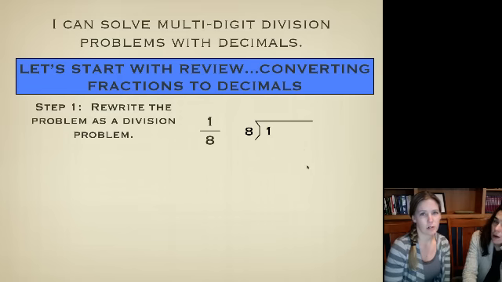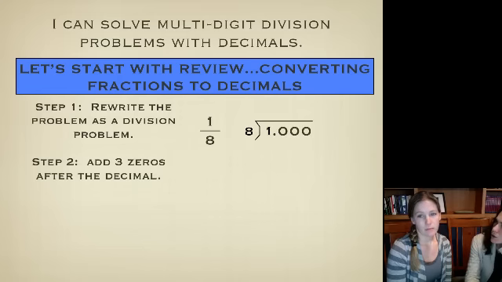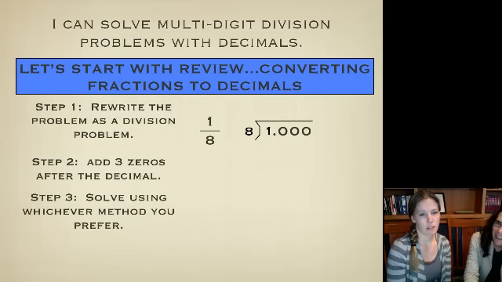Remember the numerator goes on the inside of the division? I don't know if you remember that little trick, the n and the n, if that helps you remember. Now step number 2 is add 3 zeros after the decimal. You might be wondering, where is the decimal? Of course, it's after a whole number. So there is our decimal, and just tack on 3 zeros. Hopefully, you're not too scared yet. This should look really familiar.